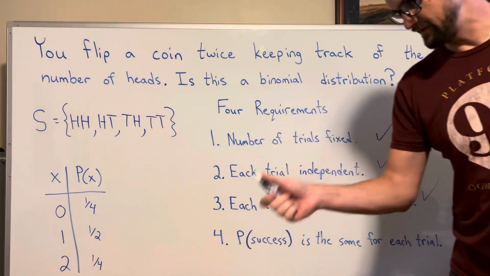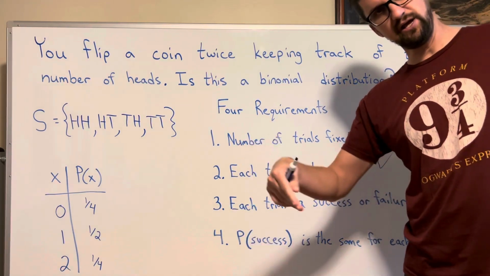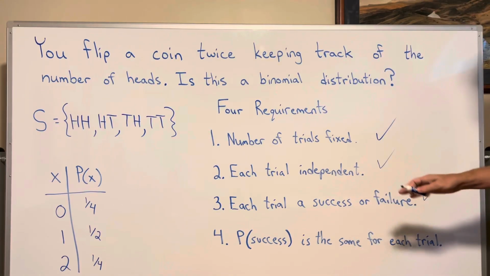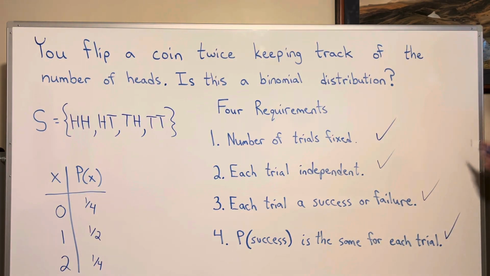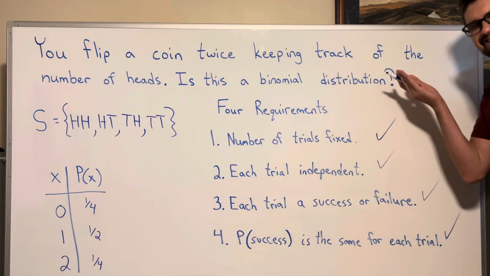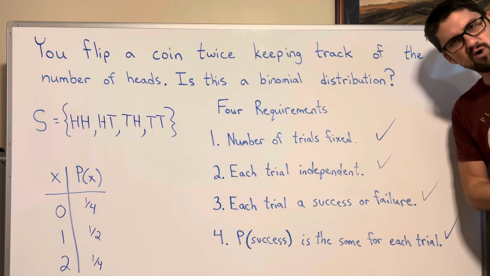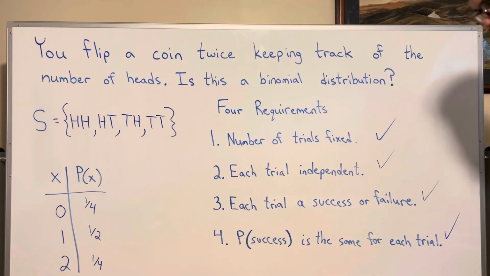And then the fourth requirement, the probability of success needs to be the same for each trial. And yeah, for each flip, the probability of getting a head is 50%, 1/2. So, check. So this scenario satisfies all 4 requirements to be a binomial distribution.